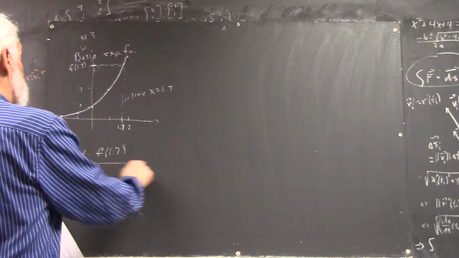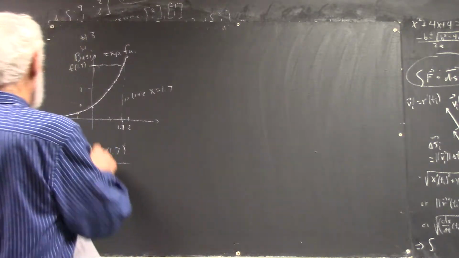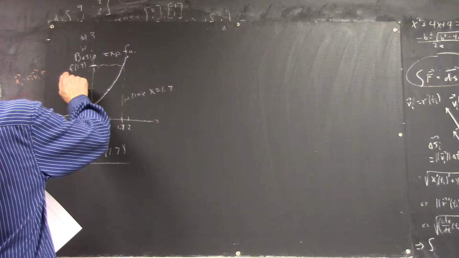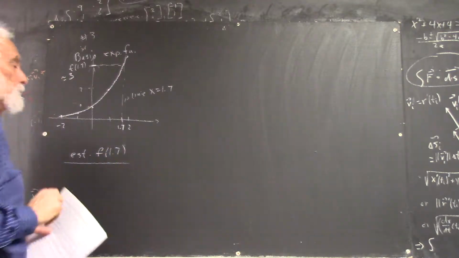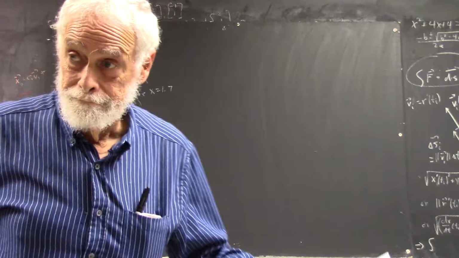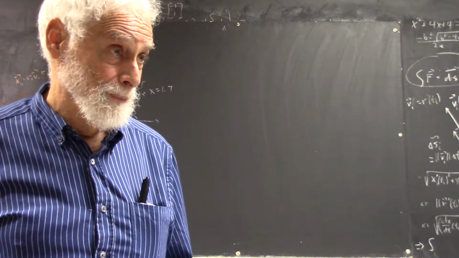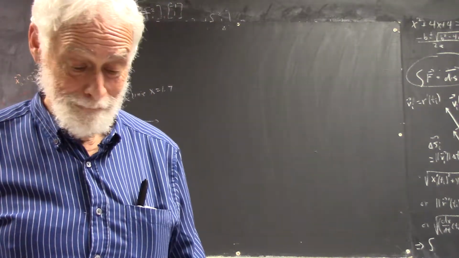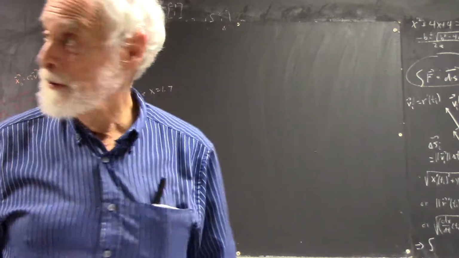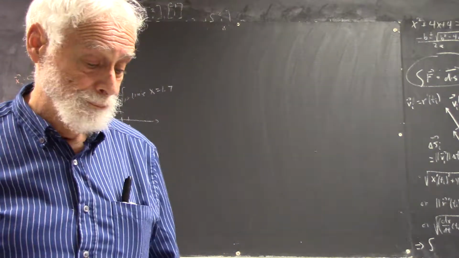Okay, so estimate f of 1.7. There's f of 1.7, and we see it's approximately 3. Now, is that difficult? Not a bit. So you should know how to do it.